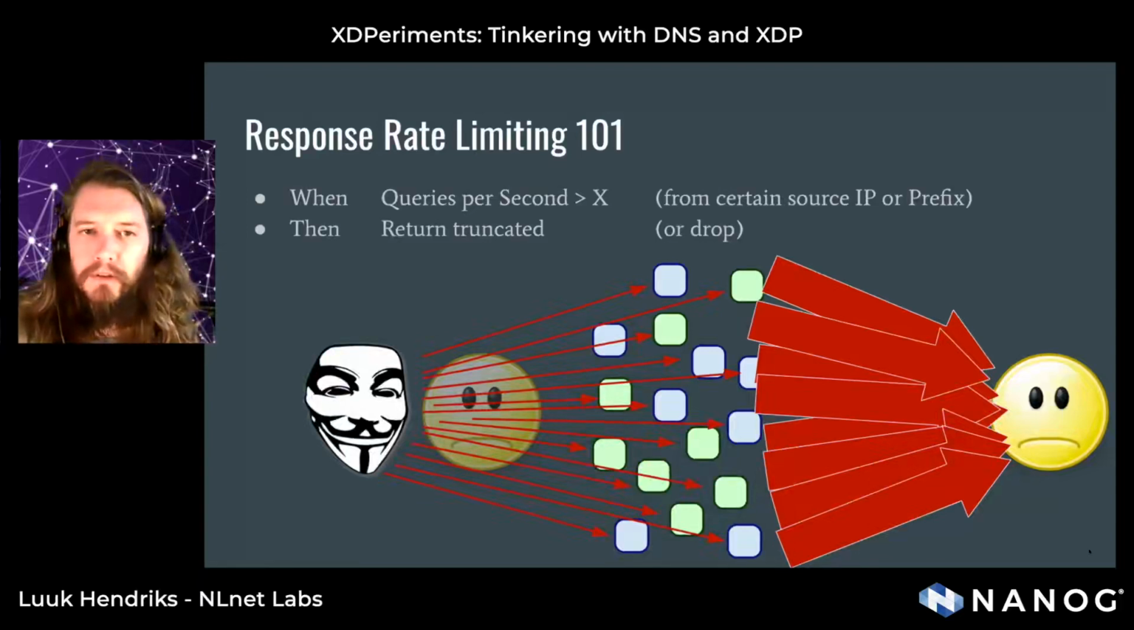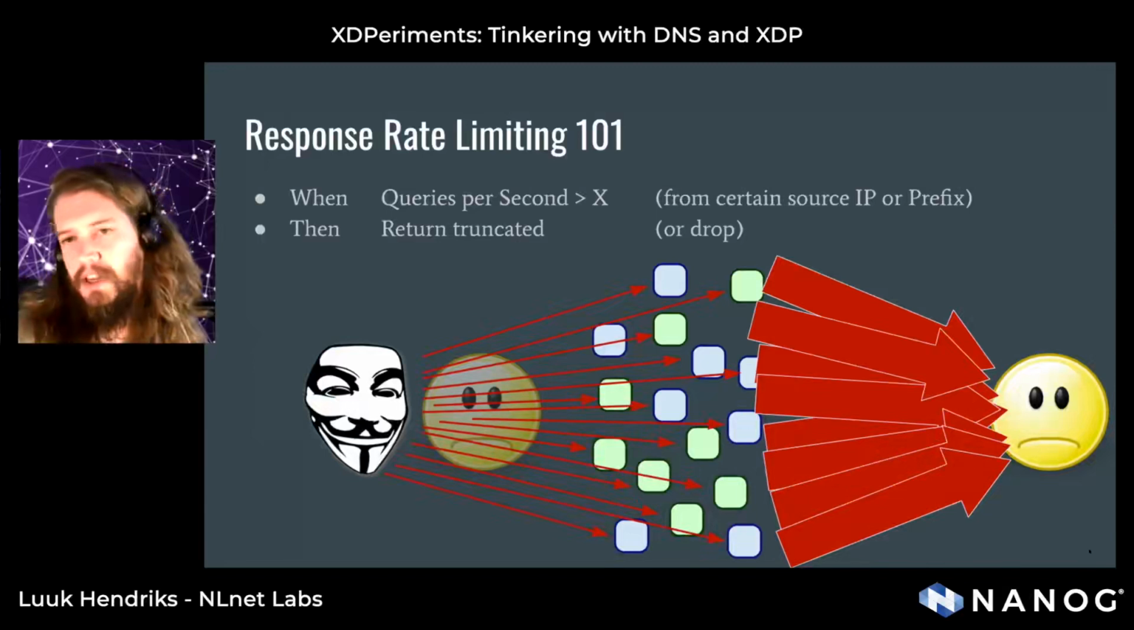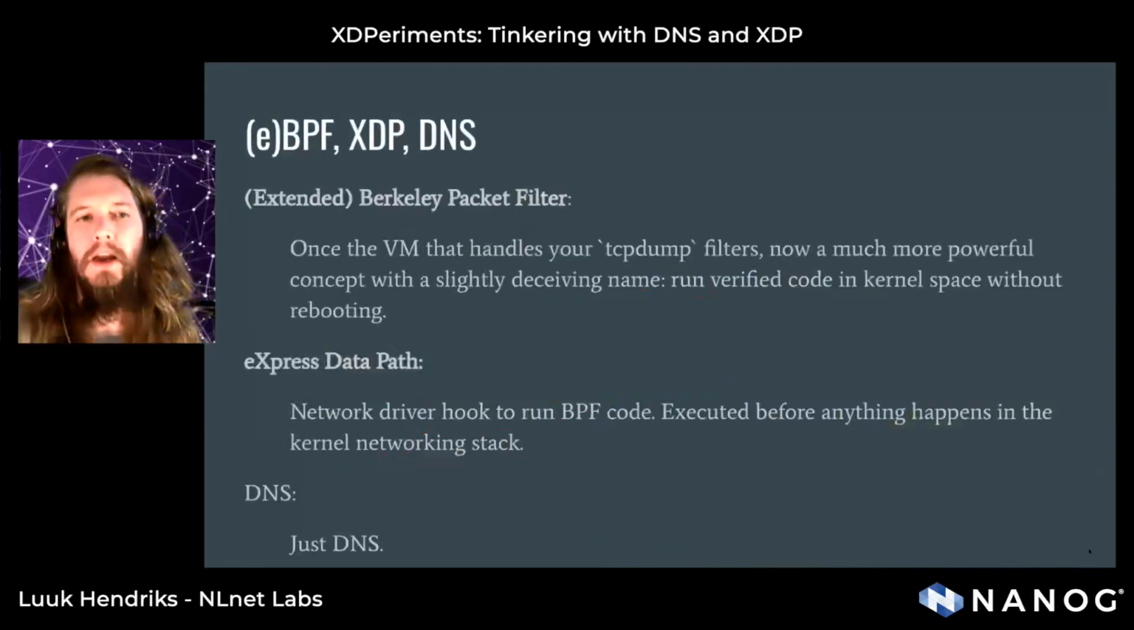So, just to be on the same page with everyone, response rate limiting 101. If we see too many incoming queries, we want to respond either with a truncated DNS answer or we want to drop it. And we track the number of queries per second, ideally per source IP, so where the queries are coming from, or the source prefix. Now, for the other things that we need to know to understand everything in this presentation, what's BPF, what's XDP? I assume most of us understand what DNS is.